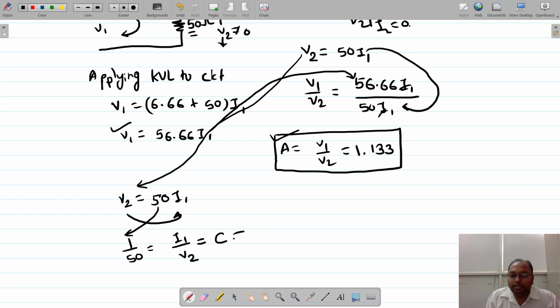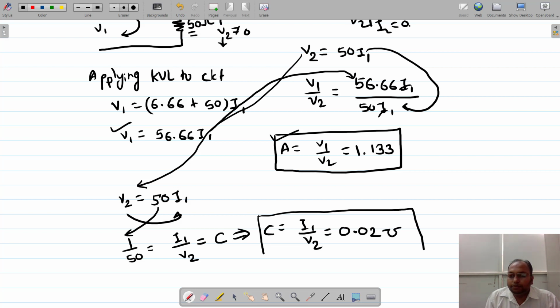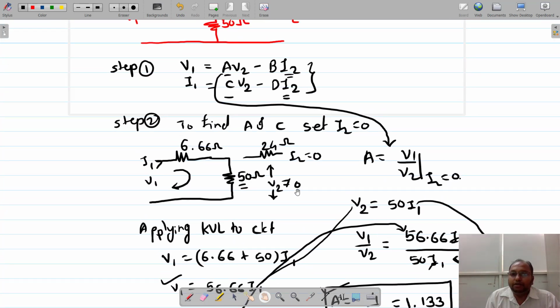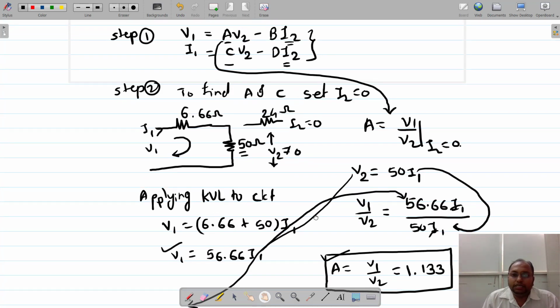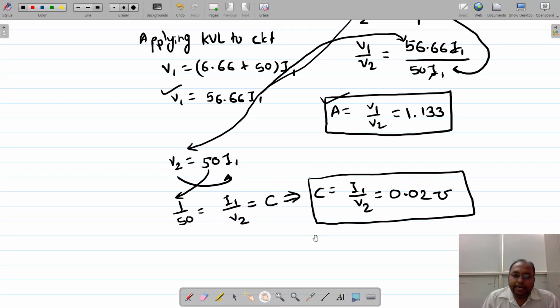So let us write C now. C is coming as I1 by V2. Let us calculate 1 by 50. It will come as 0.02. So C is nothing but 0.02, and remember, as this is admittance, it must have the unit mho. So ultimately we have found two parameters, A and C. Now let us go for finding the other two parameters by setting V2 equal to 0. Let us recall the circuit diagram again.